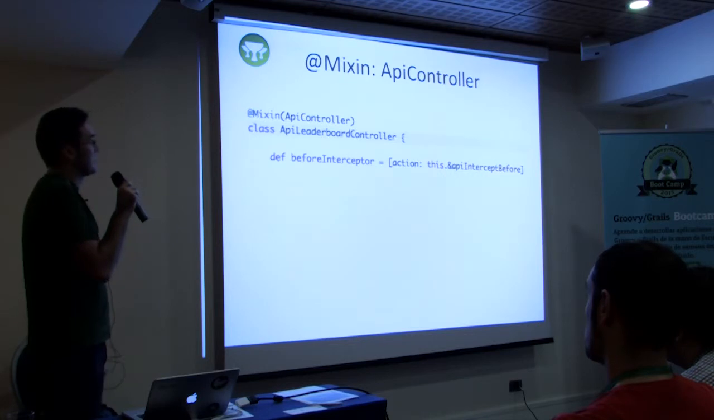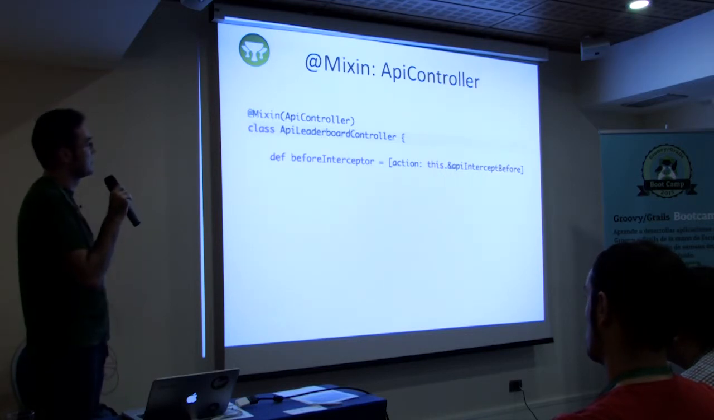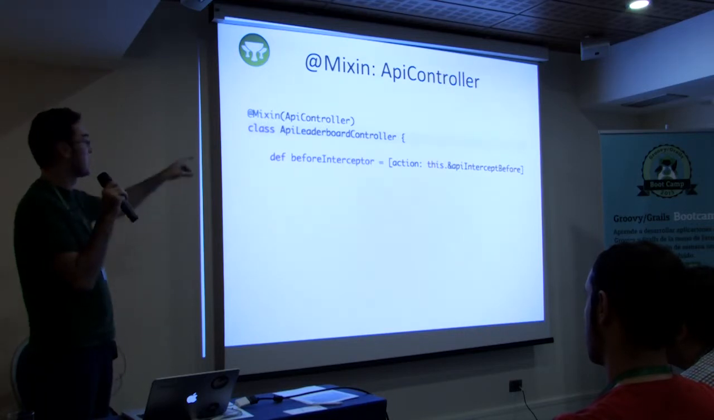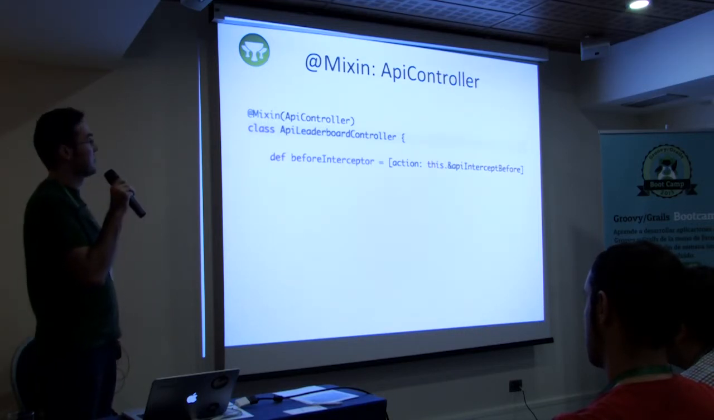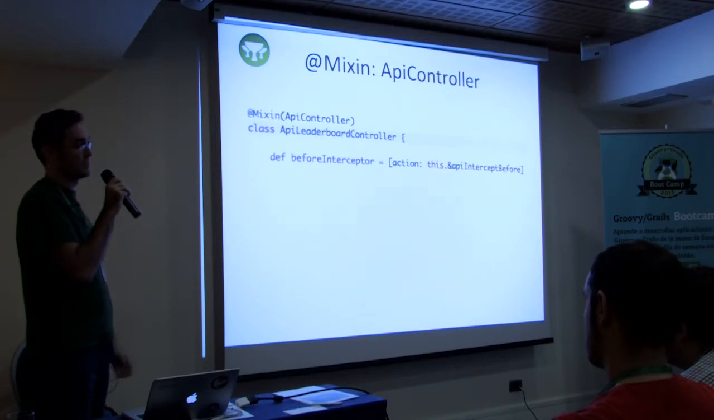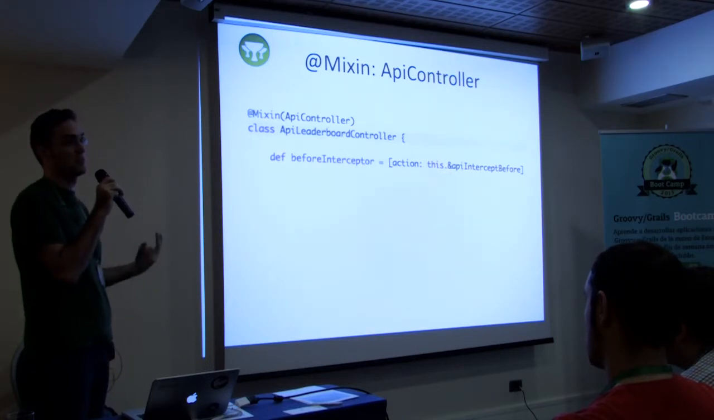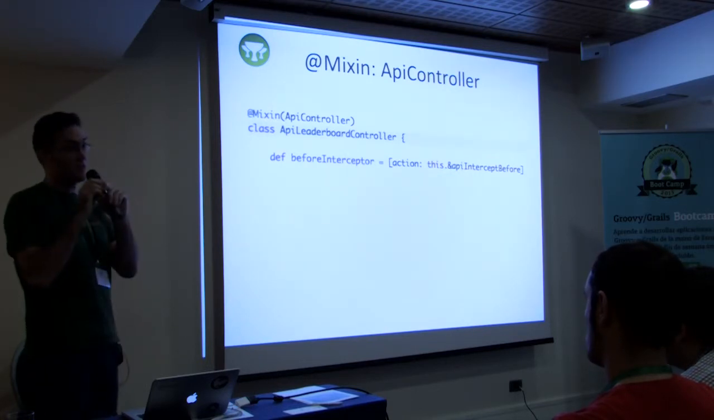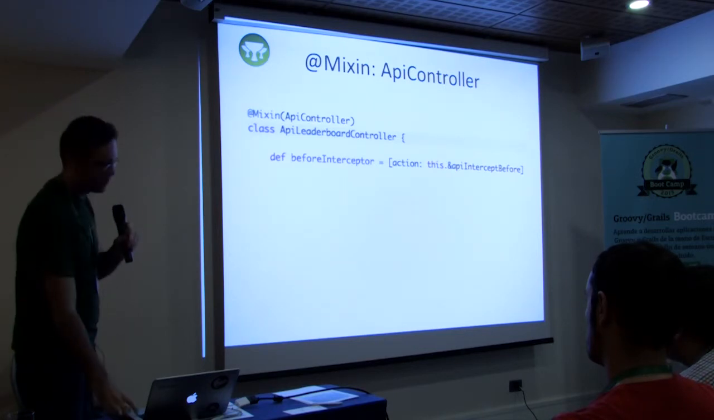And this is a specific example of a controller. It's a mixin with a class, API controller, that we'll show later. And for every controller, we put a before interceptor that performs a specific set of actions, including the authentication, and that's another controversial one.